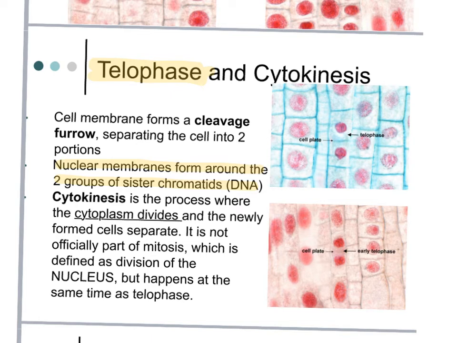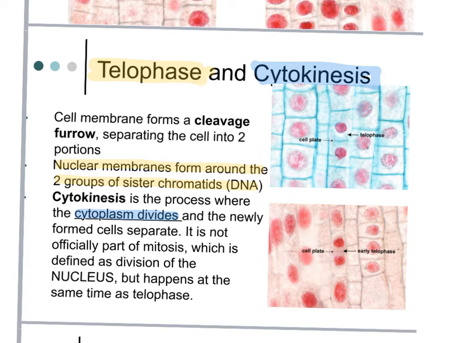The other very important process involved in cell division is that called cytokinesis. Cytokinesis refers to the division of cytoplasm. So telophase is only the nucleus. Cytokinesis is the cytoplasm and the rest of the things, the organelles in the cytoplasm being divided.